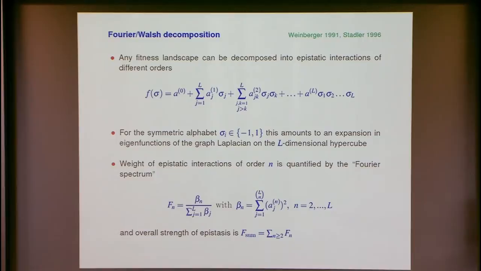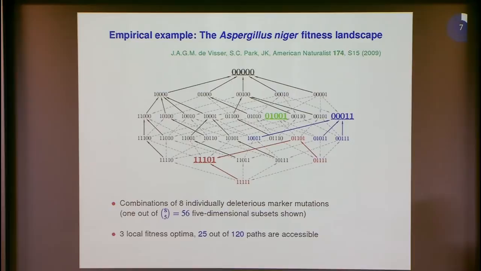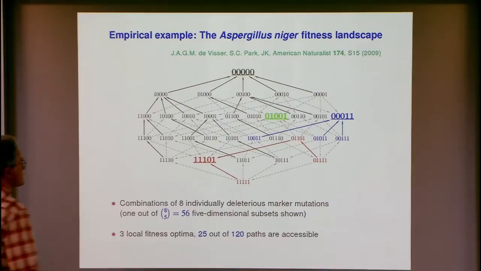I mentioned that a lot of this recent work in this field has been driven by empirical advances, and so I want to show you at least one example of an empirical fitness landscape. This is from our own work. These are data that were generated by Ariane de Visser for a fungus, Aspergillus niger. This is a data set that contains combinations of 8 individually deleterious marker mutations. And what you're seeing here is a 5-dimensional subset of this 8-dimensional landscape. The way it's represented, you have these genotypes which have zeros and ones. The all zeros is the wild type, which in this case has the highest fitness because there are no deleterious mutations.